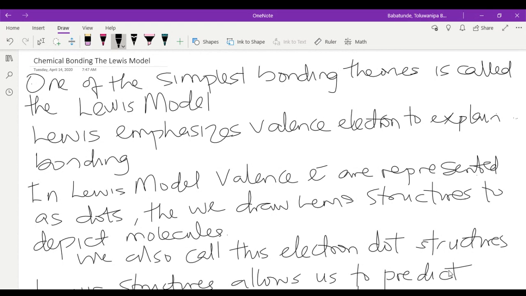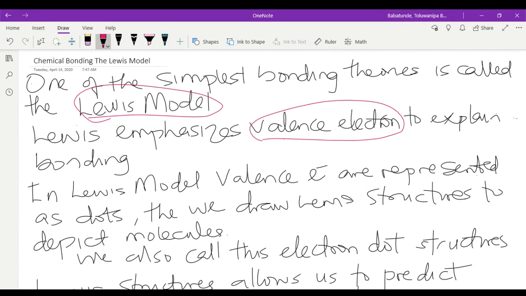So in this class, we are going to be talking about chemical bonding, and in this topic, we look at the Lewis model. One of the simplest bonding theories is called the Lewis model. The Lewis model emphasizes valence electrons to explain bonding. We all know what valence electrons are. So these valence electrons are used to explain bonding in the Lewis model.